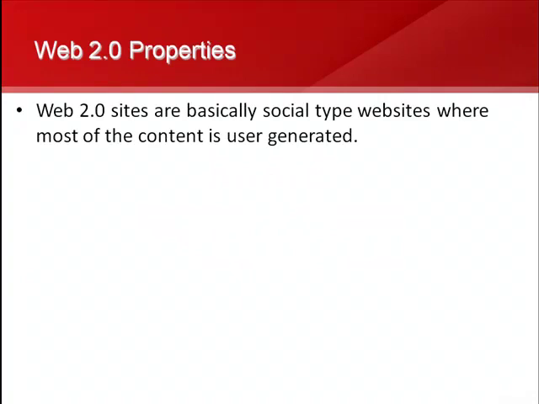As we talked about a little bit last time, I'm just going to do a quick recap of Web 2.0 properties for those that are new and joining us. Basically, Web 2.0 sites are social type websites where most of the content is user generated. This means that these kinds of websites do not have teams and teams of people creating all this content. They are actually relying on people like you to create that content for them.